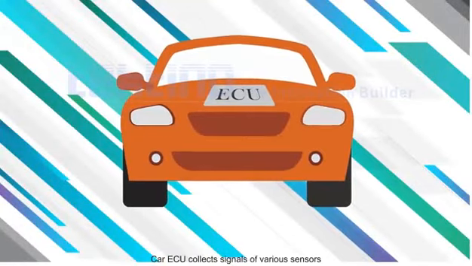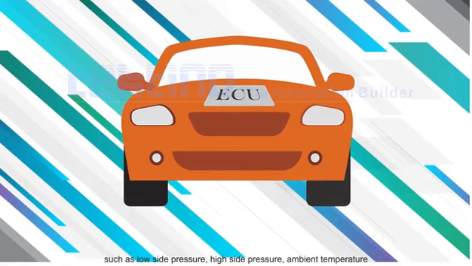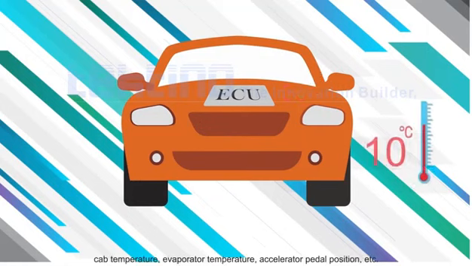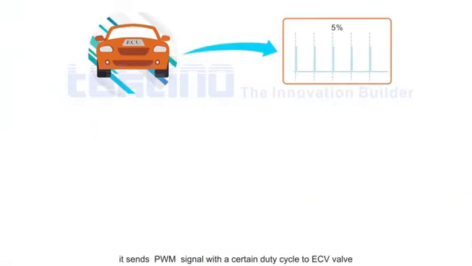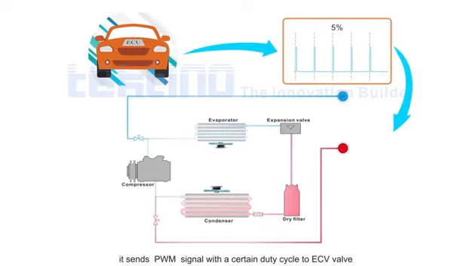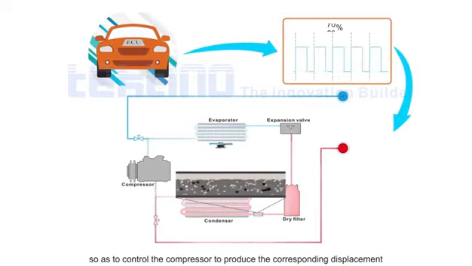The car ECU collects signals of various sensors, such as low side pressure, high side pressure, ambient temperature, cab temperature, evaporator temperature, accelerator pedal position, etc., and after certain calculations on these signals, it sends a PWM signal with a certain duty cycle to the ECV valve, so as to control the compressor to produce the corresponding displacement.